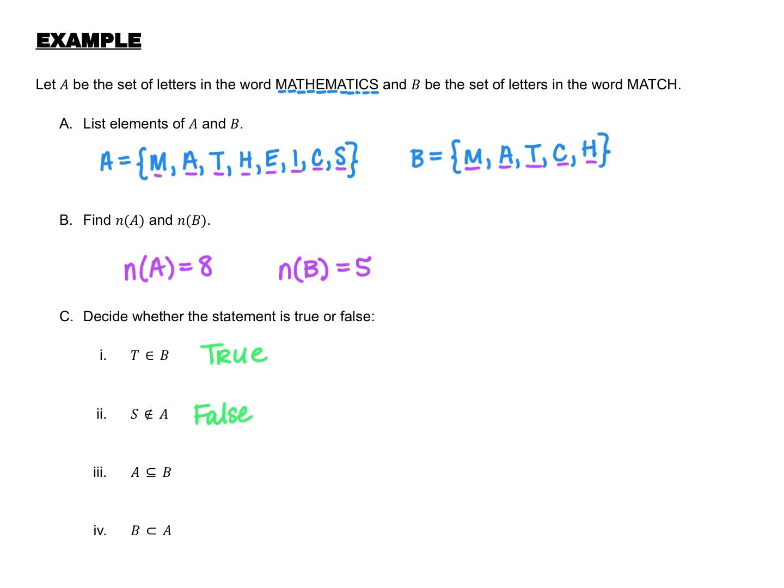All right. Roman numeral 3, it says A is a subset of B. That means every element in A can be seen in B. That is false. And Roman numeral 4 says B is a proper subset of A. That means that every element in B can be seen in A, but it cannot be equal to A. So that is true.